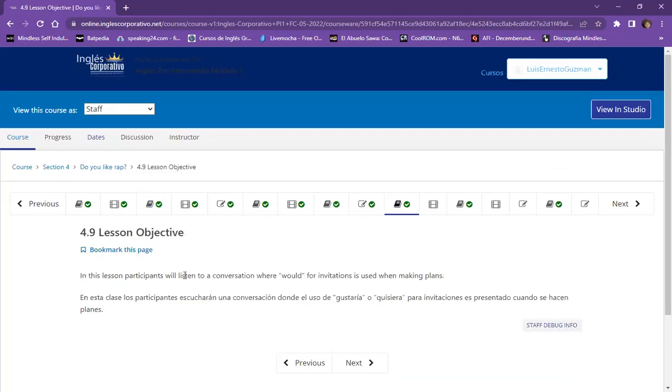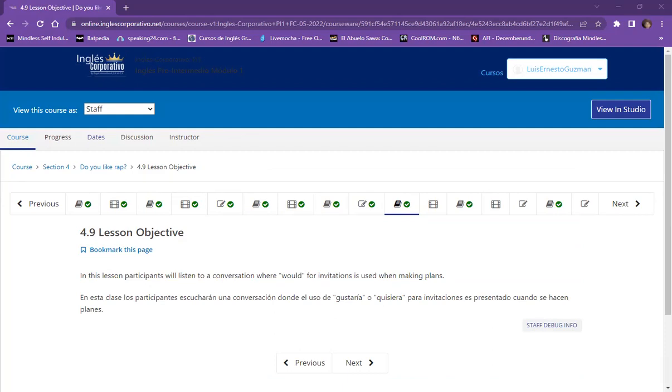Okay. In this lesson, we will listen to a conversation where will for invitation is used when making plans. Antes de continuar con will, voy a darles un pequeño review. Esto es algo que yo quiero mostrarles. Those are auxiliary verbs. Estos son auxiliares.